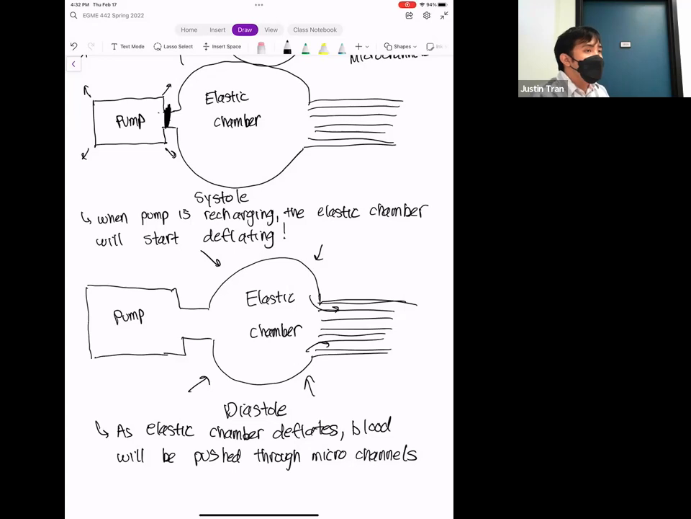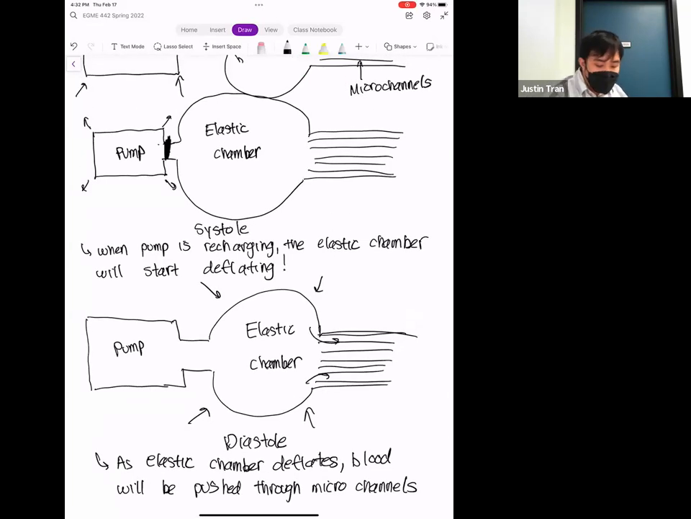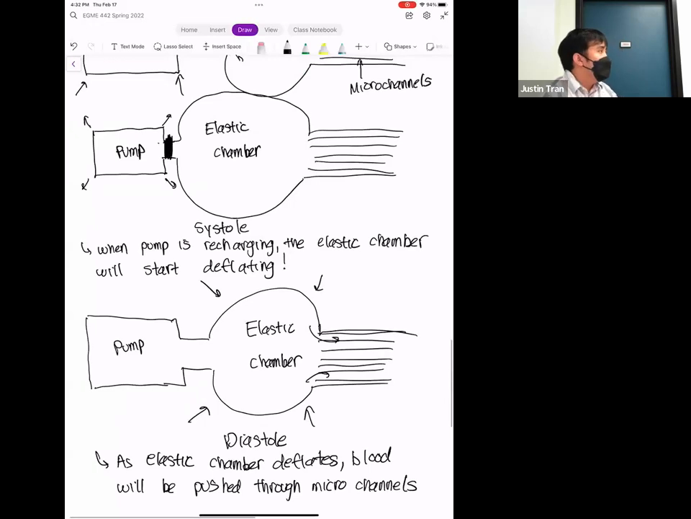Is there a valve controlling it so that the elastic chamber doesn't actually pump back into the pump? It is. Yeah. When the pump is relaxing, there's a valve that shuts off here. And so when the chamber is relaxing, the flow only goes one way.